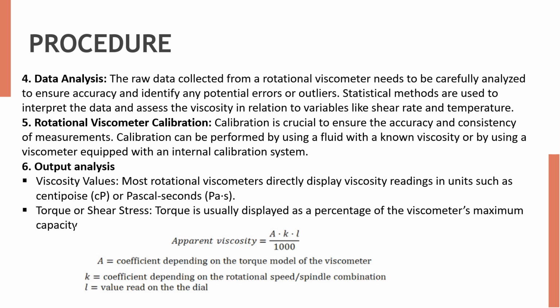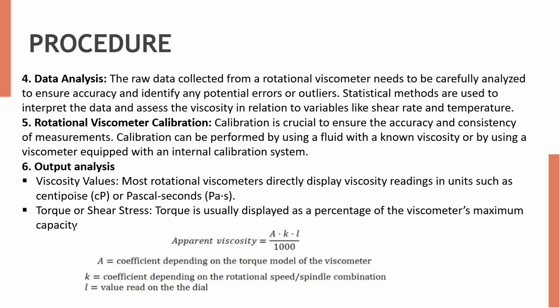Next is torque or shear stress. If we are using any traditional type of viscometer, like dial rotational viscometers, then the output is displayed as torque percentage. That is, torque is usually displayed as a percentage of the viscometer's maximum capacity. For this, you have to use a formula to obtain the viscosity values. That is, apparent viscosity equals A multiplied by K multiplied by L divided by 1000, where A is the coefficient depending on the torque module of the viscometer, K is the coefficient depending on the rotational speed by spindle combination, and L is the value read on the dial.